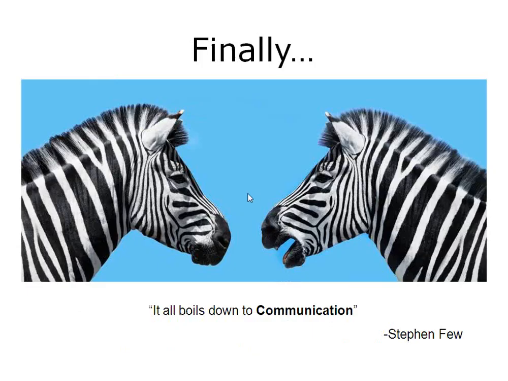And finally, you know what? It all boils down to communication, because that's what you're doing here. You're trying to communicate and translate your data into something familiar for your audience. Now, the zebra on the right, he might be telling his friend there something really important, like, hey, there's a pride of lions behind you sneaking up on us. So you want the message to get delivered clearly, and you want the audience to really understand it quickly. This is the crux of what I'm talking about today.